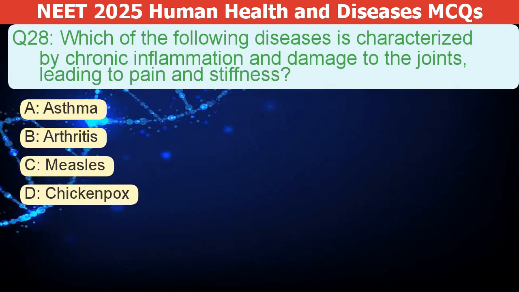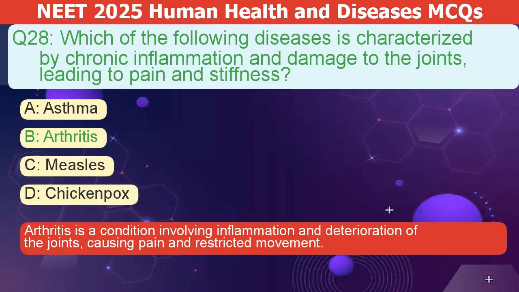Which of the following diseases is characterized by chronic inflammation and damage to the joints, leading to pain and stiffness? A. Asthma. B. Arthritis. C. Measles. D. Chickenpox. The correct answer is B. Arthritis is a condition involving inflammation and deterioration of the joints, causing pain and restricted movement.